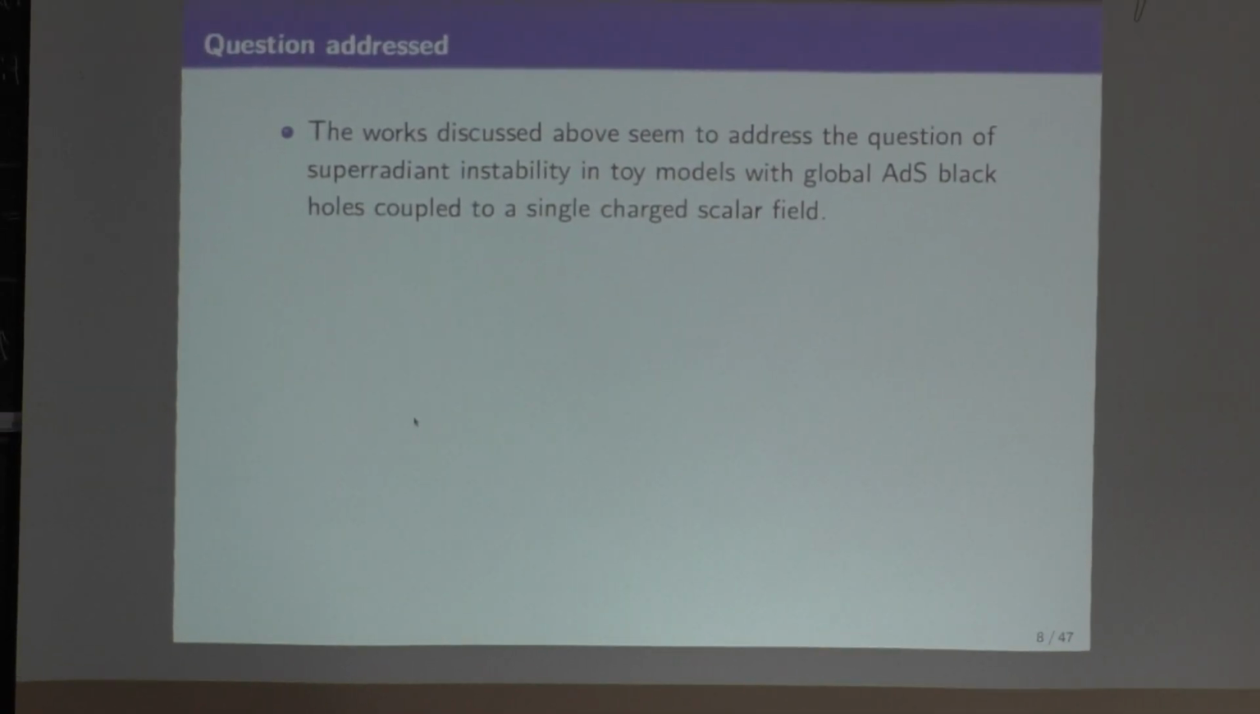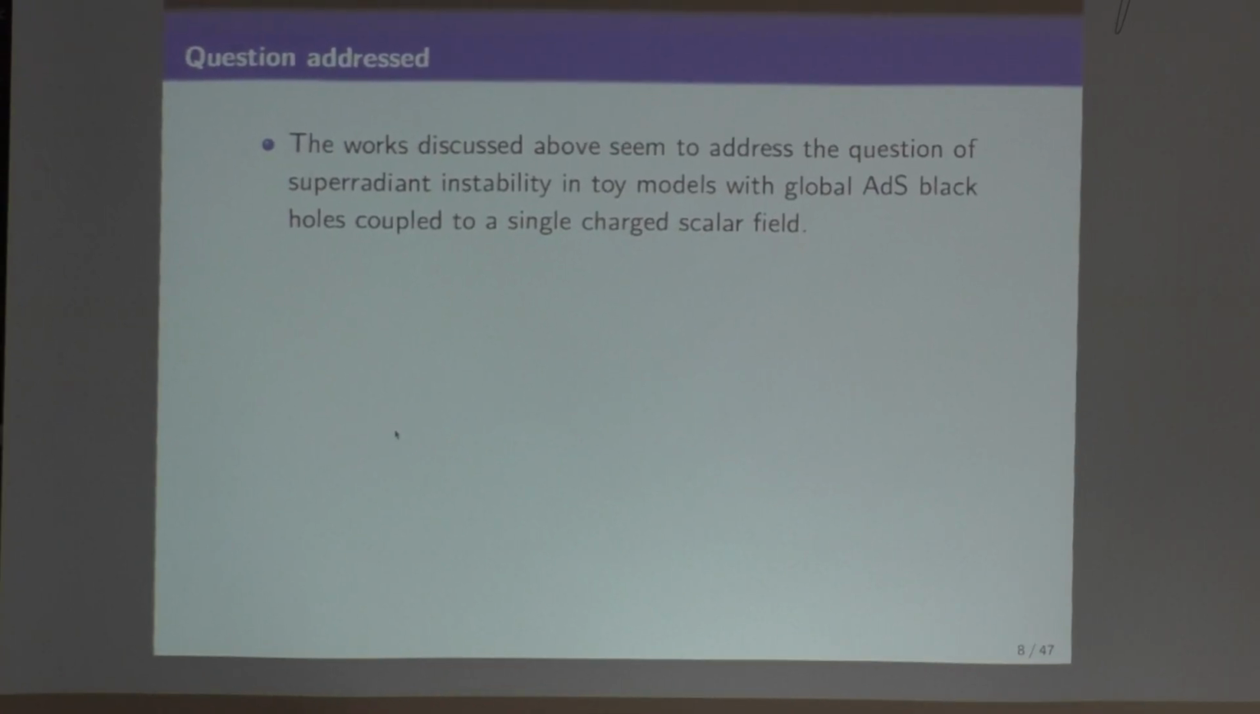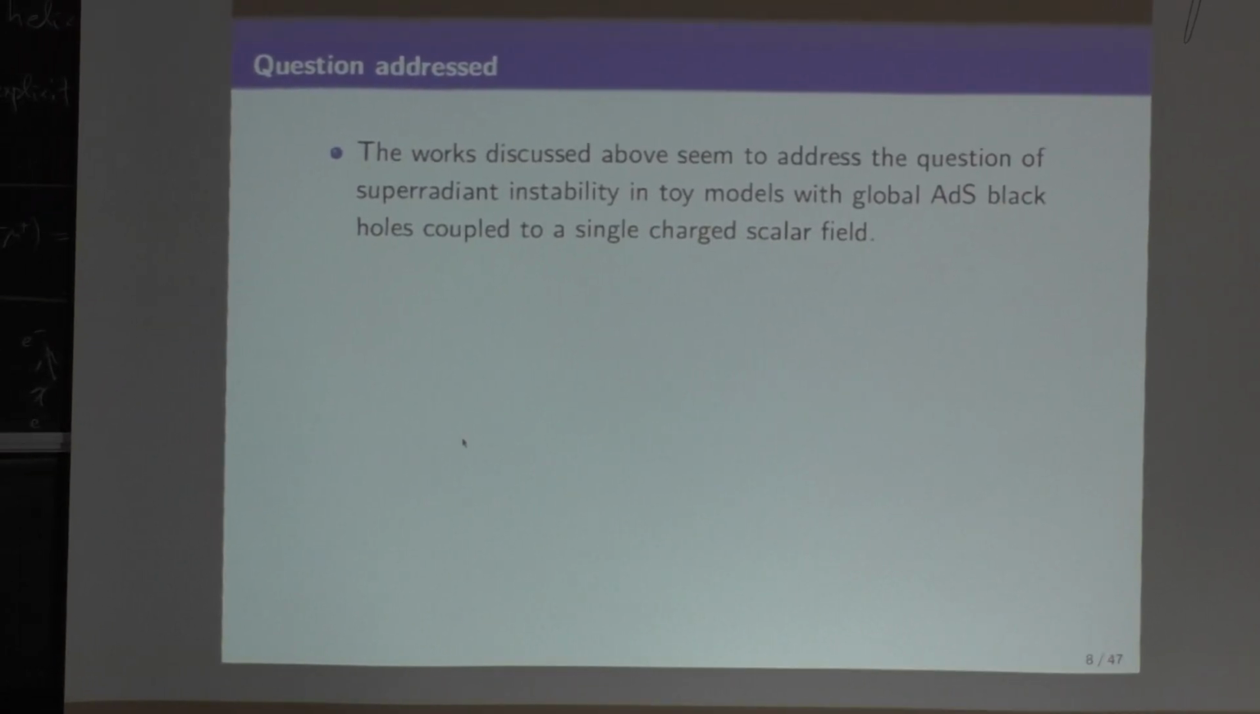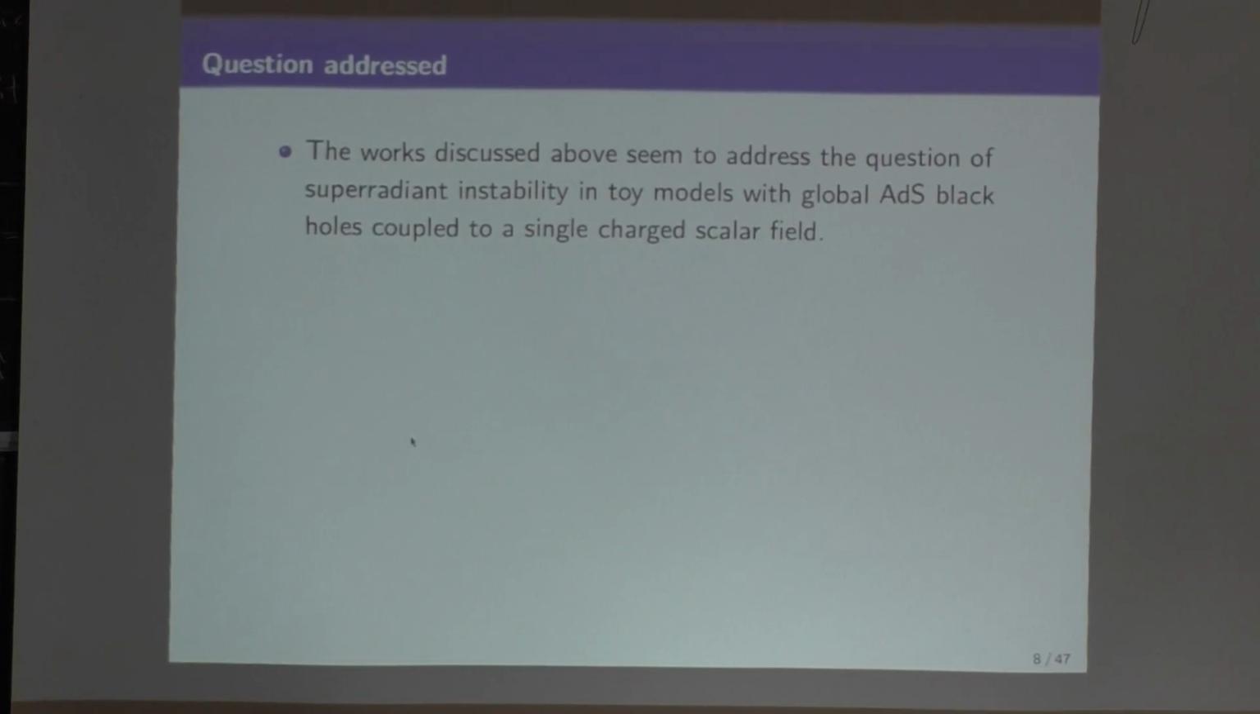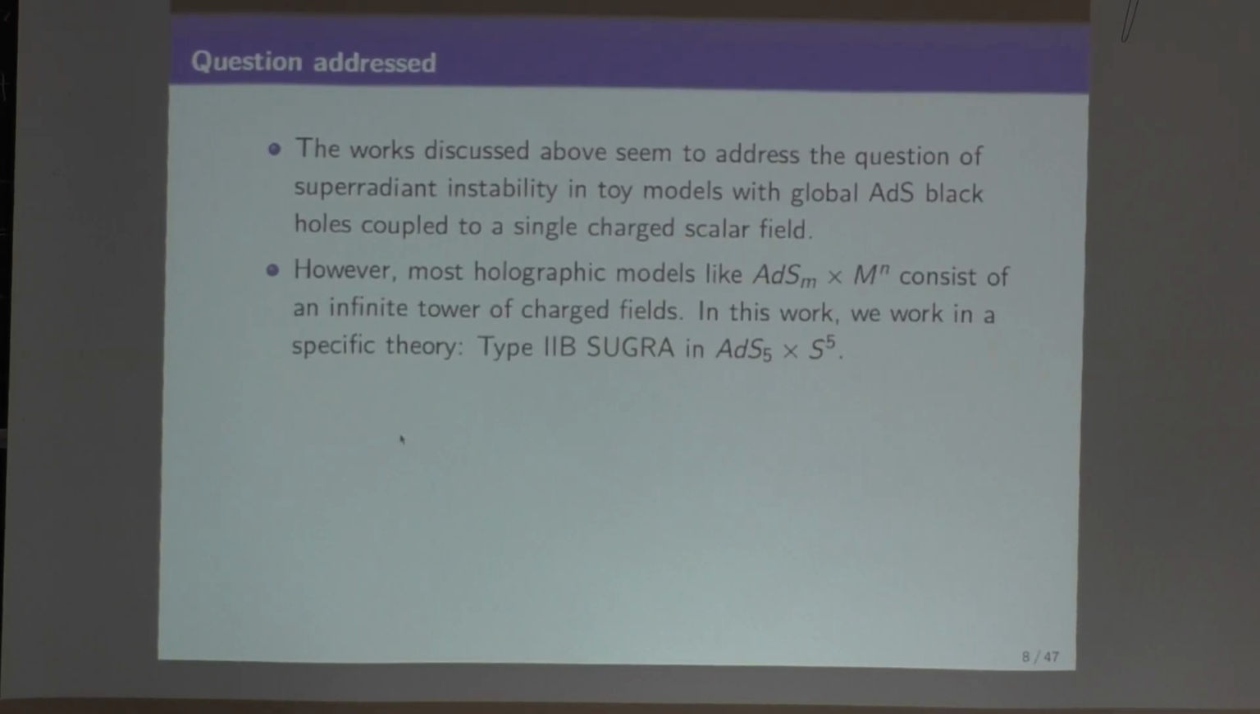Now all these works that I mentioned considered toy models where you have global AdS space with a single charged scalar field. Okay. However, most holographic models that we know of have some internal manifold, so they are of the form AdS_m times M_n. In this work, I will be talking about type IIB supergravity in AdS5 times S5.